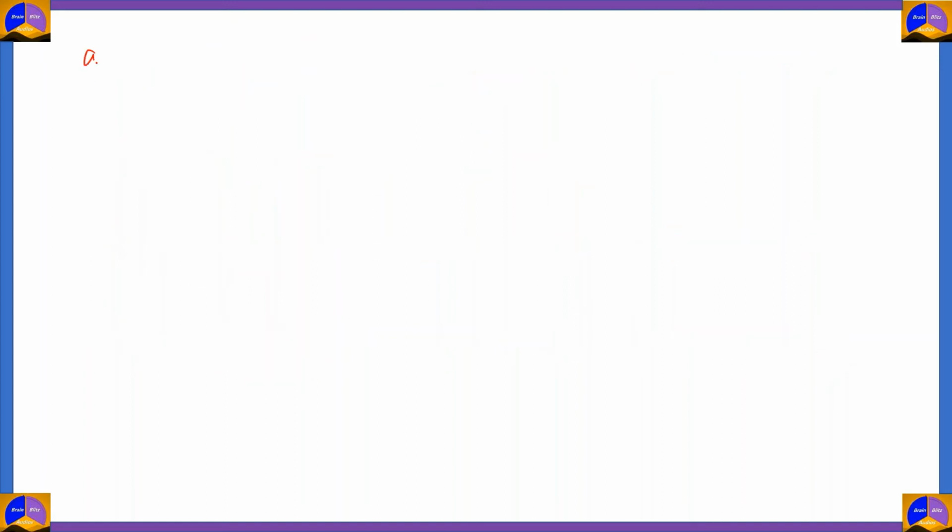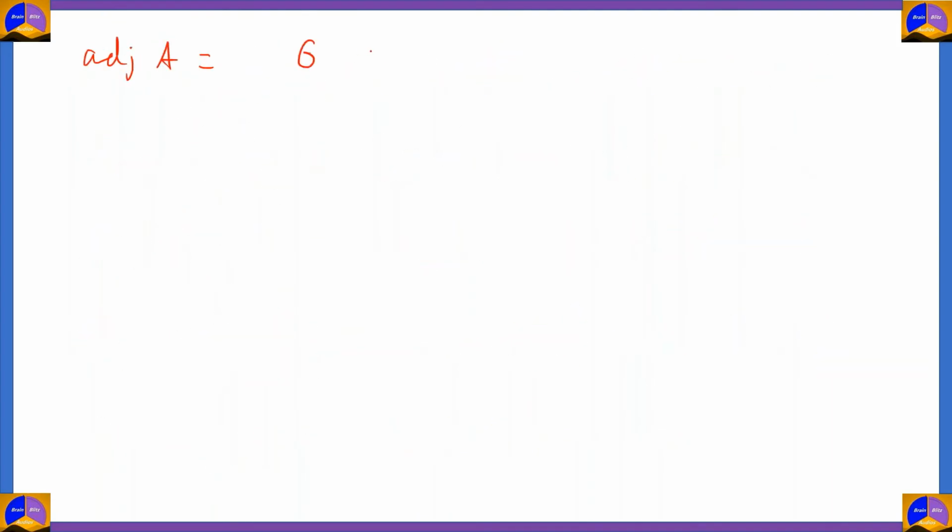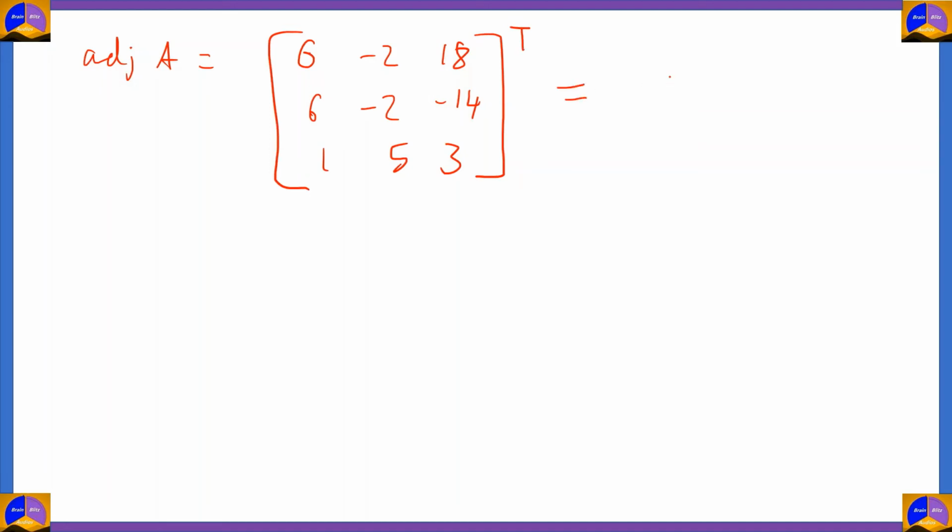Now, let's take the adjoint of A. The adjoint of A will be 6, minus 2, 18, 6, minus 2, minus 14, 1, 5, 3. So these are the cofactors, matrix of the cofactors, and we do the transpose of it. So we'll get 6, 6, 1, minus 2, 5, 18, minus 14, and 3 as our adjoint.